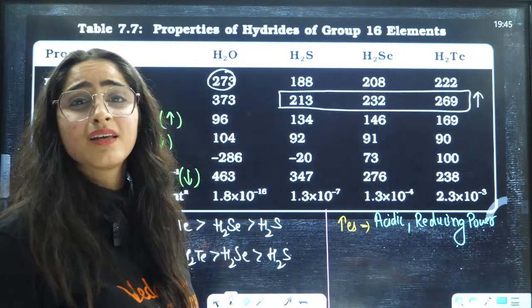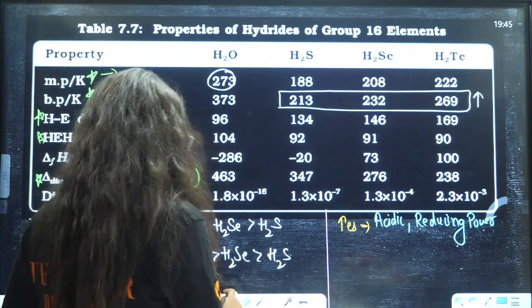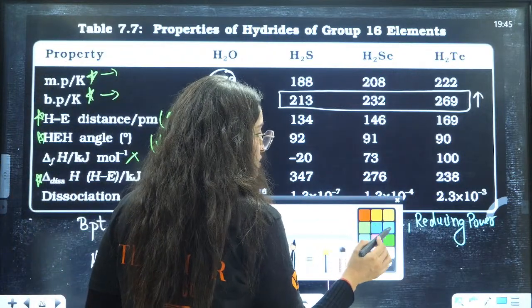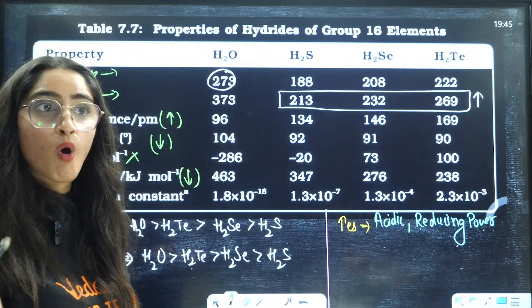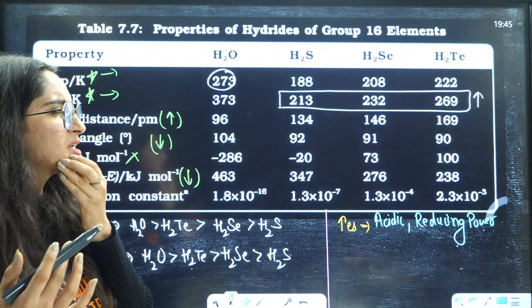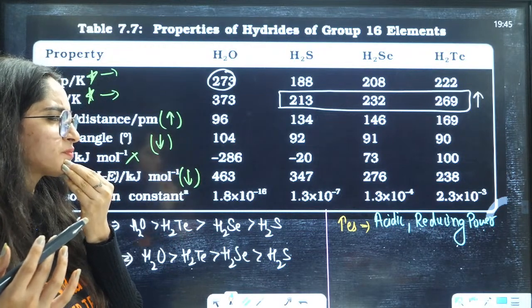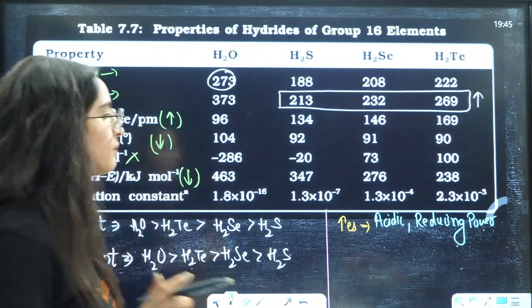The reason it is increasing down the group, acidic character, is because it can give H positive. Down the group it can give H positive, right? What is the reason I told you? Hydrogen bonding will be there in this one, because of that.